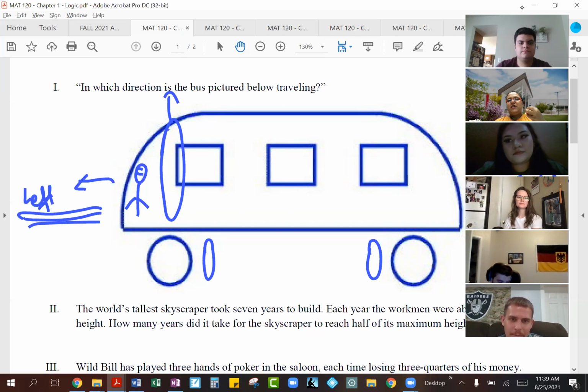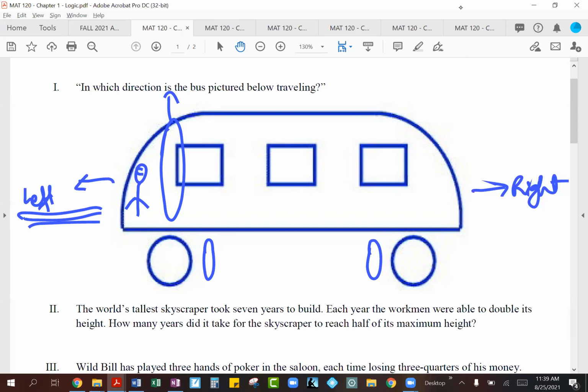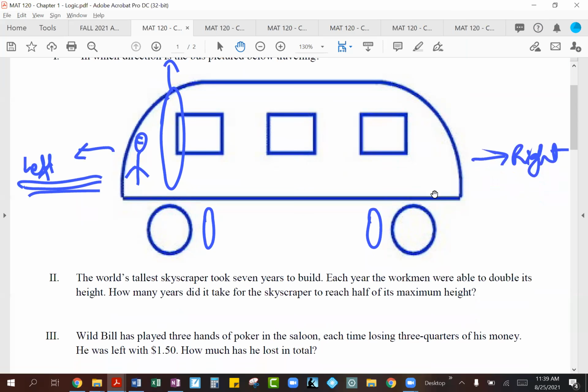So that's where this whole idea of logical thinking comes into play. I mean, there are rules and there are ways that logical thinking works, but this is just a very, very basic example of how you can use logic in some of these examples.